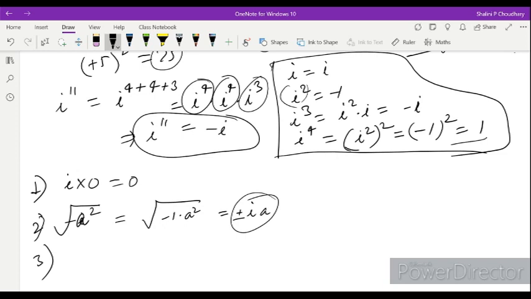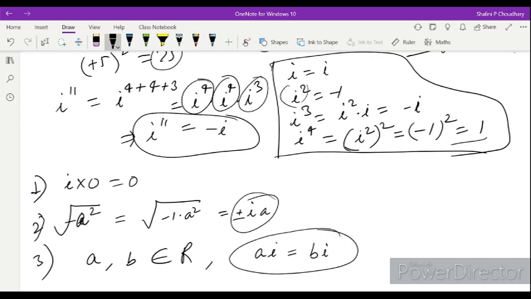Property number 3: if a and b belong to real numbers, then ai will be equal to bi if and only if a is equal to b. So ai will be equal to bi if a equals b. These are the things that we need to remember.